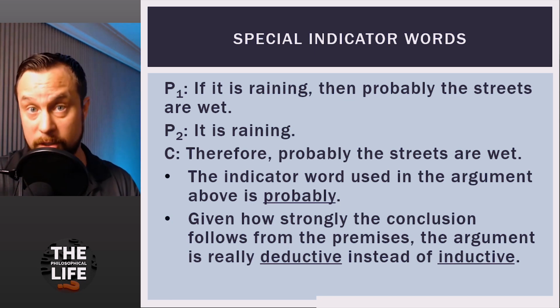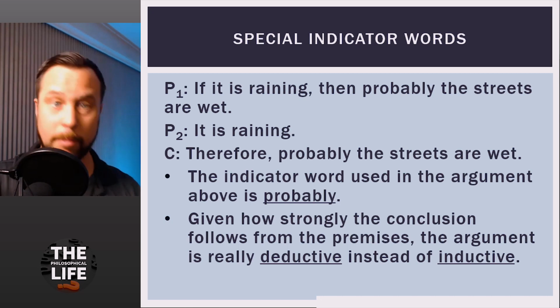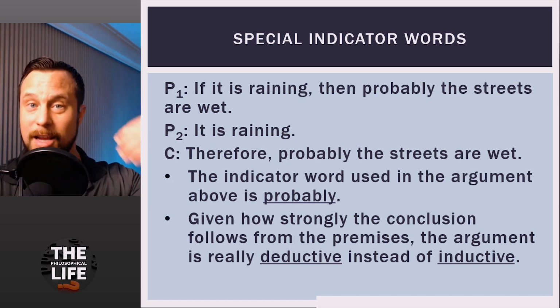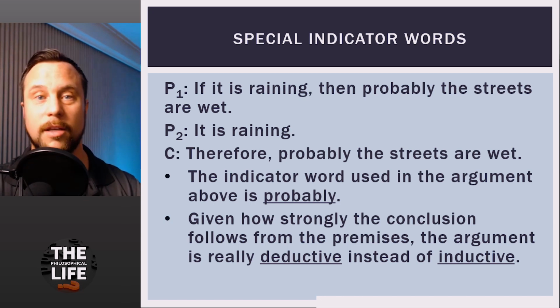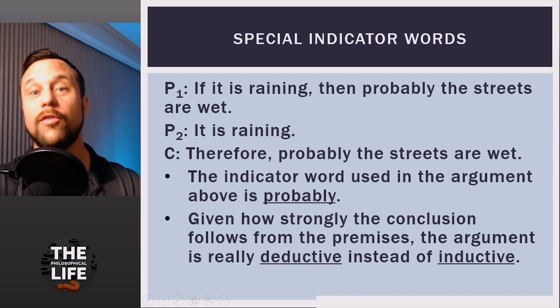"probably the streets are wet" as its whole proposition, then when that proposition is repeated in the conclusion, probably the streets are wet, it's taken to follow with necessity. That is, the conclusion is taken to follow of necessity given the truth of the two premises. So actually, the argument is deductive instead of inductive.